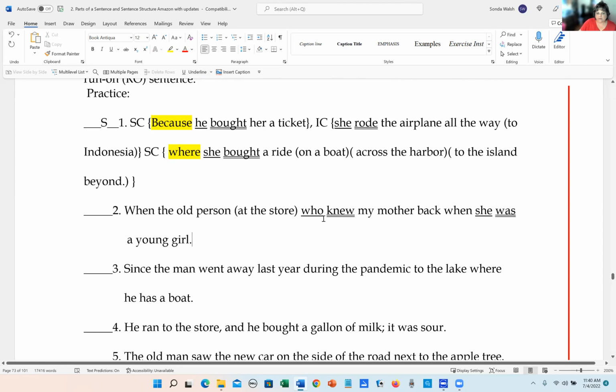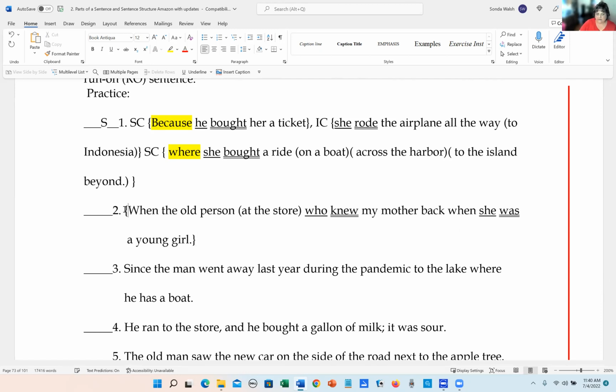Now we need to figure out where to put our brackets. I know I have one at the beginning and one at the end. And I know I can only have one set of subjects and verbs. When the old person at the store who knew my mother back. All right, I'm going to put a break right here between back and when. And the reason is because I know when is a subordinating conjunction, and that leads into another subject and verb. So this second clause right here that I'm on, when she was a young girl, when is a subordinating conjunction. And so this is a subordinate clause.